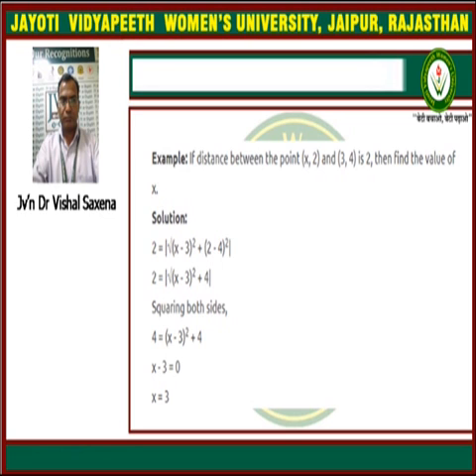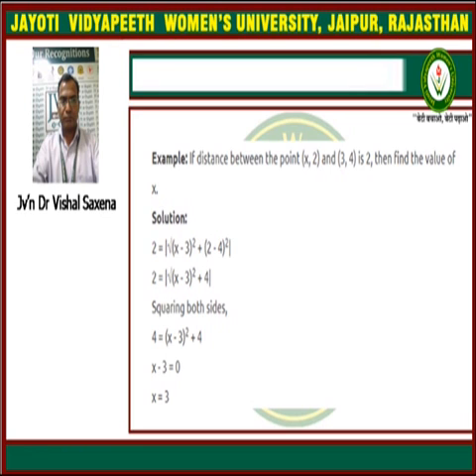Because we are given that the distance is 2, so 2 is equal to, we have to apply the distance formula, so absolute value of under root (x1 minus x2) whole square plus (y1 minus y2) whole square. The first point (x1, y1) is (x, 2) while the second point (x2, y2) is (3, 4).